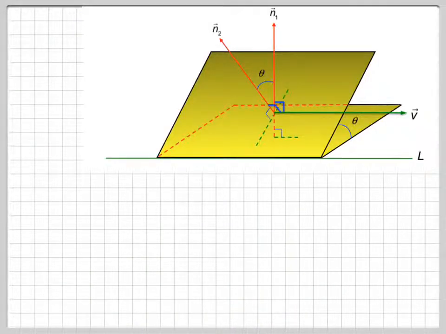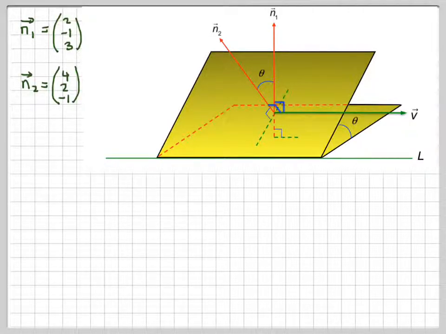In fact, that's the one we're going to find. Right, there's another way of looking at it. Here we have the directional vector, here we have two normals, and we need to find the cross product, or the vector product, of these two vectors, which will give this vector here. And this angle here is the same as the angle between the two planes. So n1 is (2, minus 1, 3), n2 is (4, 2, minus 1).